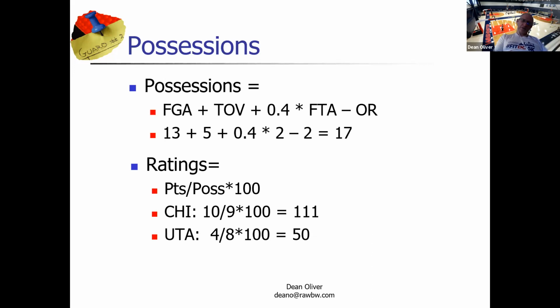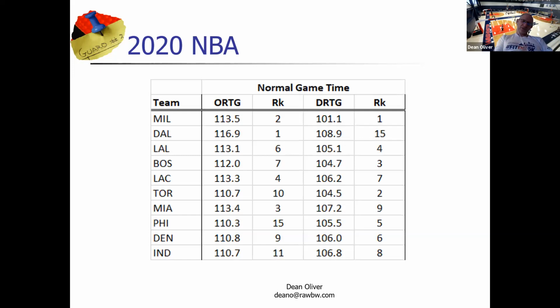So as I say, this gives ratings that are now commonly used. They're on NBA.com. ESPN does this stuff. These are the rankings of some of the top teams from last year. Milwaukee was second in offensive rating, and they were first in defensive rating. Dallas was the best offensive team in terms of points per 100 possessions. They were 15th in defense, and so forth. So these lists are now created on a regular basis.